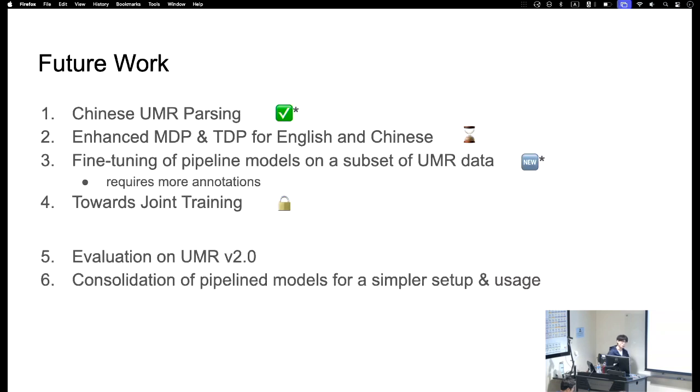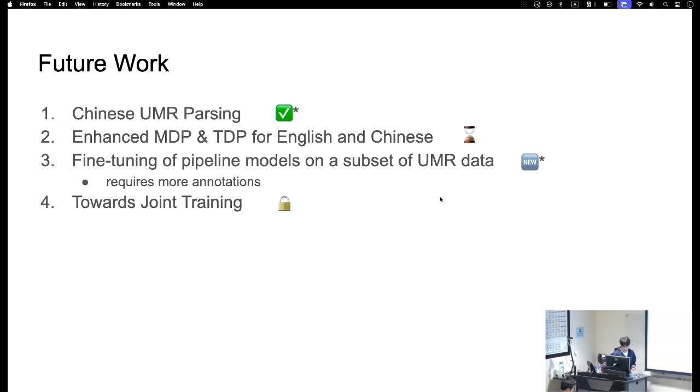Now, in addition, at this point, we do need to evaluate the model on 2.0. That's because 1.0 only contained like 5 to 8 documents, and the performance on that small data set cannot be taken as reliable results. So we do need to evaluate on the version 2.0. It's just that in 2.0, it seems like some of them are missing the dependency relations, so that needs to be taken into account.